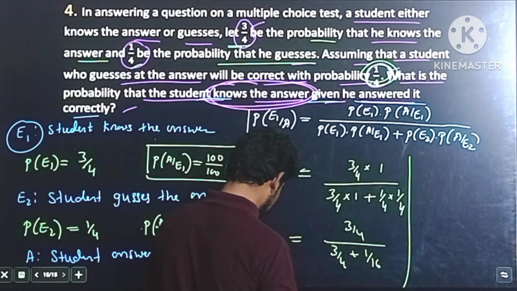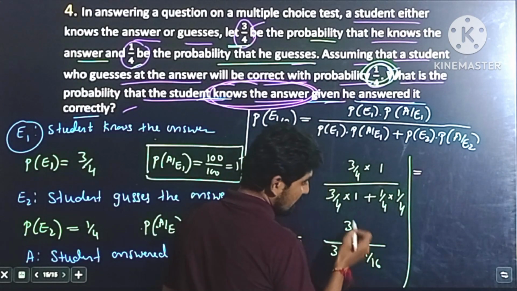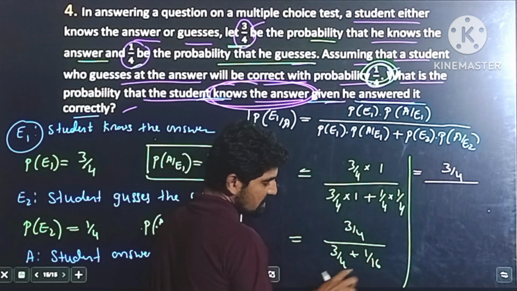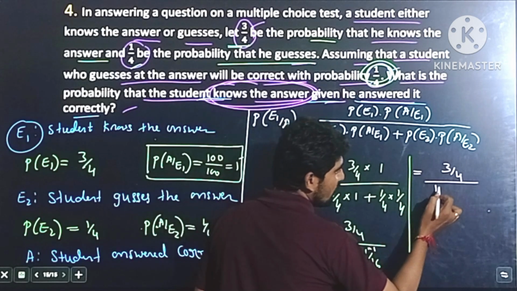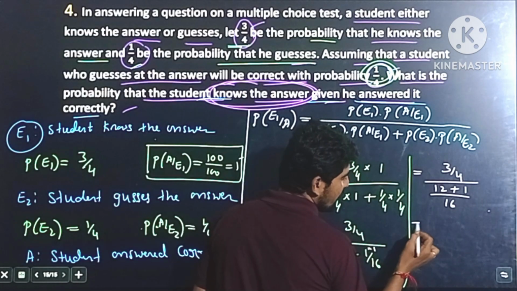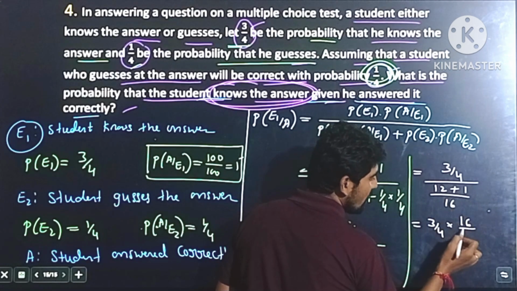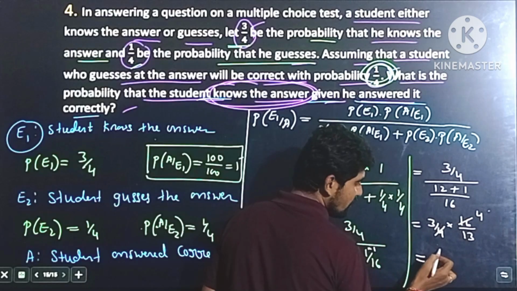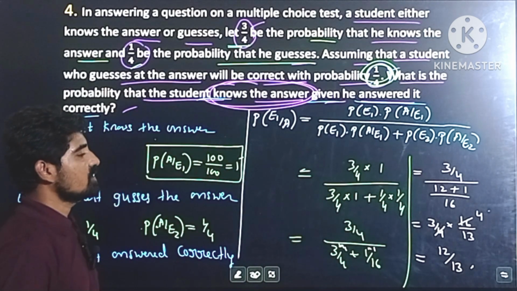So the required answer is 3 by 4 divided by, here we can take the LCM of 4 and 16, which is 16. Here multiply by 4, here multiply by 1: 3 into 4 is 12, plus 1 into 1 is 1, divided by the LCM 16. So 3 by 4 into, reversing, 16 divided by 12 plus 1 is 13. So 4 ones are 4, 4 fours are 16, so the final answer, 3 fours are 12, divided by 13 is the required answer. I hope all of you understood this question.